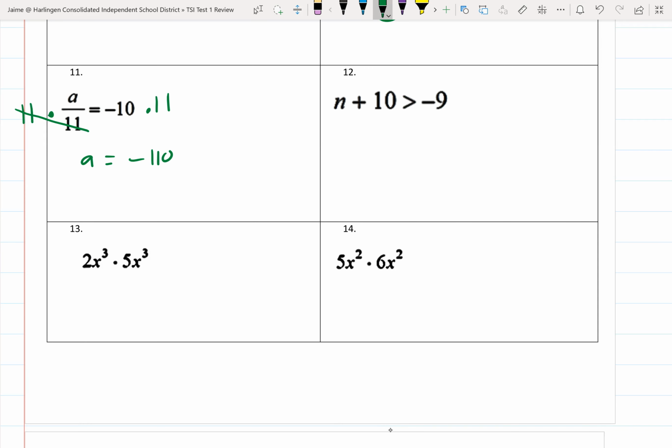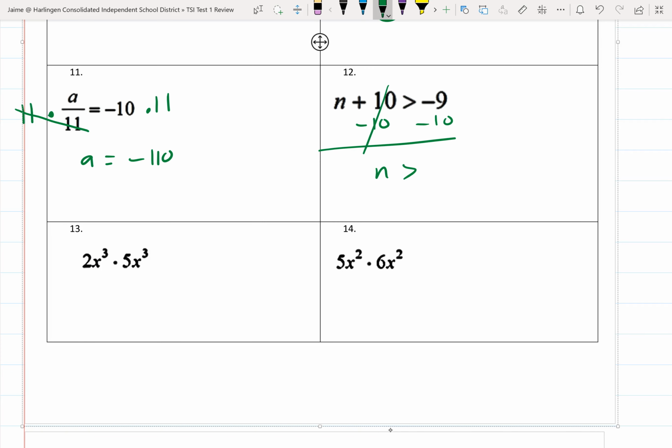So n plus 10 is greater than negative 9. Solve for the n. How do we get rid of a positive 10? What's the opposite of a positive 10? Well, that would be to subtract 10. That cancels. N is greater than.